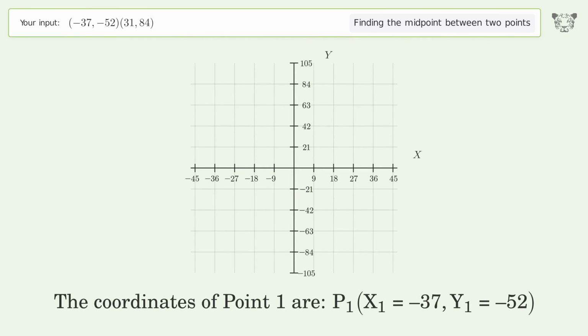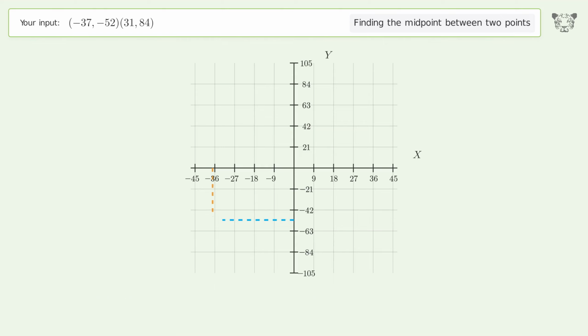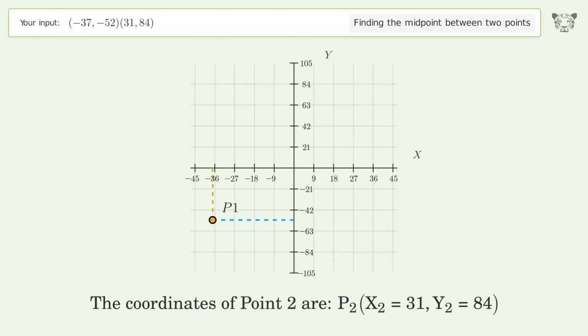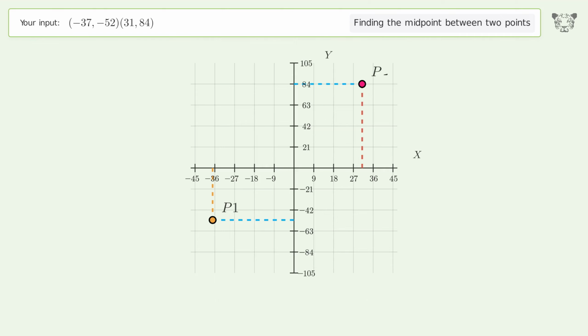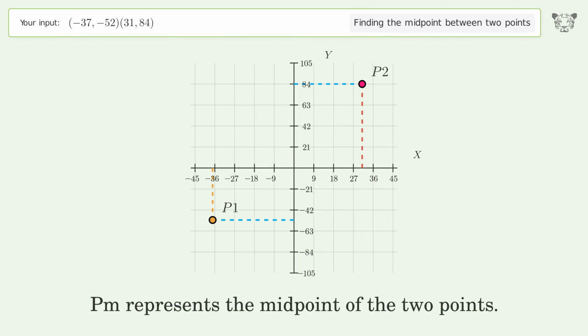The coordinates of point 1 are x1 equals -37, y1 equals -52. The coordinates of point 2 are x2 equals 31, y2 equals 84. PM represents the midpoint of the 2 points.